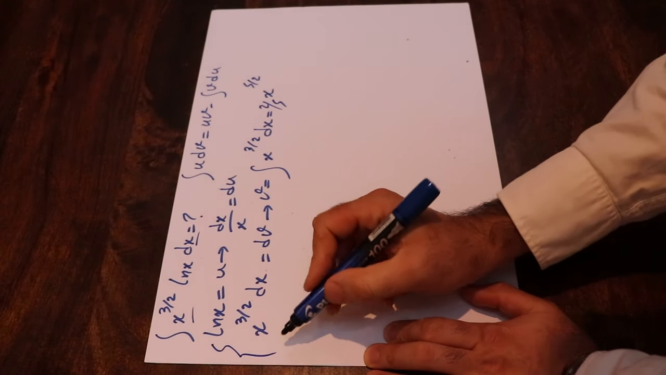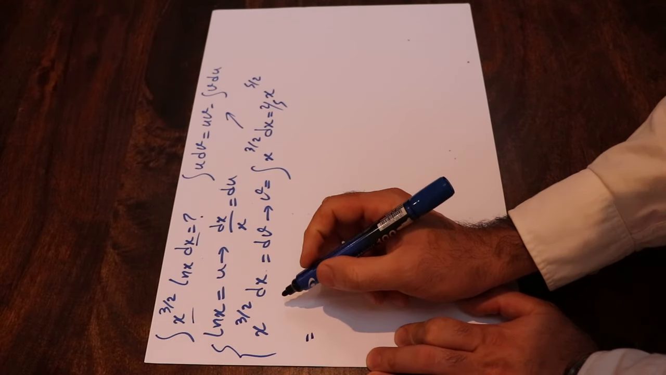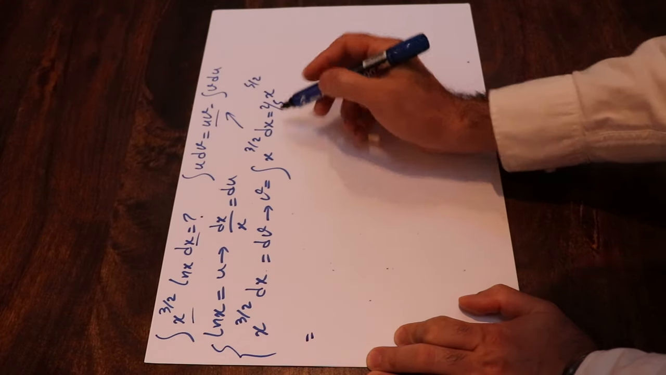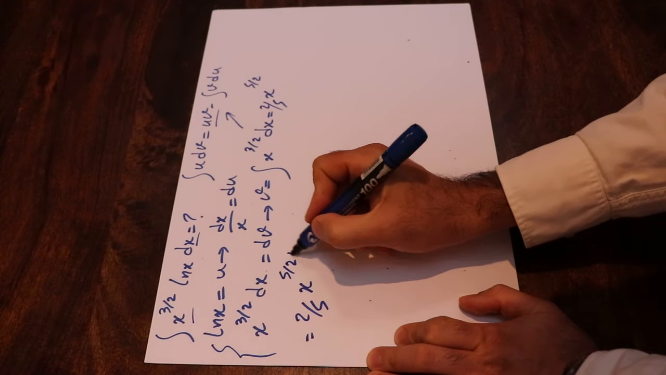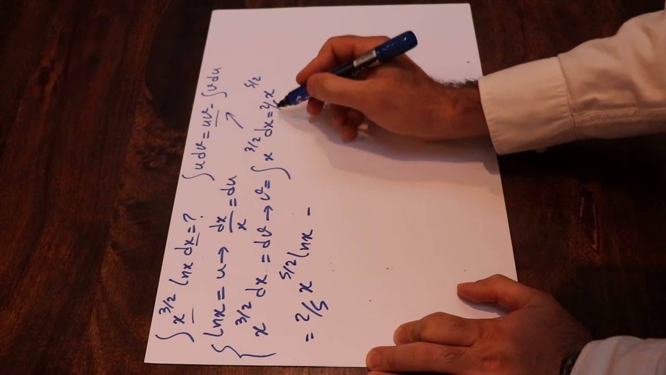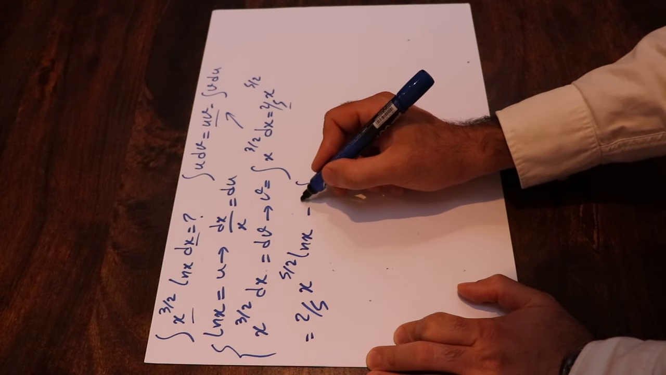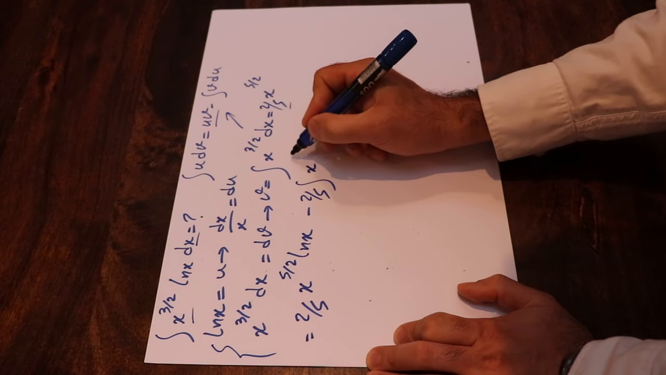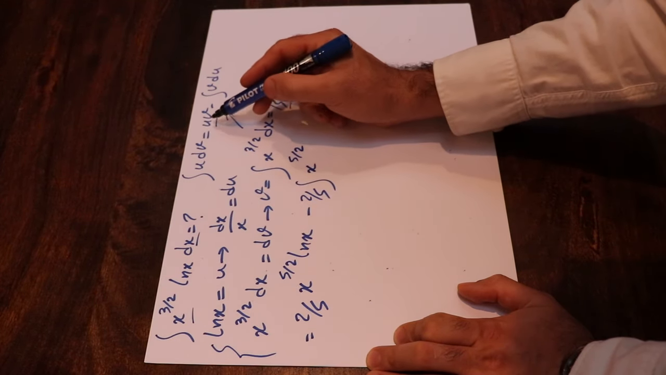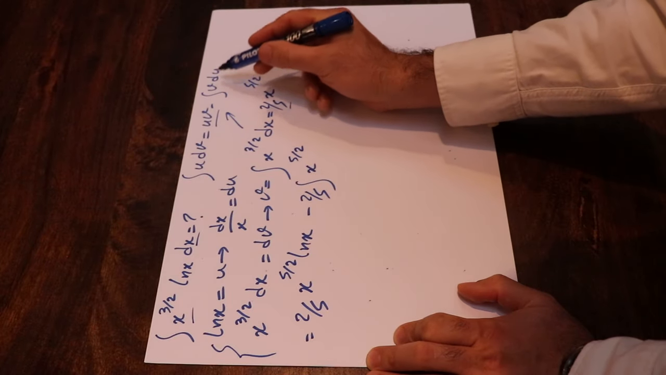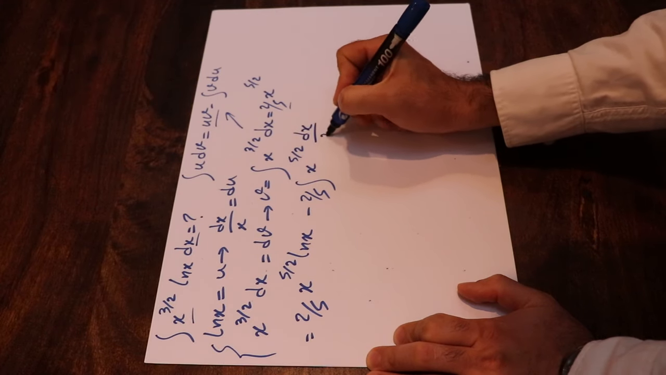Now if you substitute these expressions into the formula, you get uv, that is u times v, which will be 2/5 x^(5/2) times ln x, minus the integral of v du. The 2/5 is a constant, so I take it out of the integral, leaving x^(5/2) times du, and du is equal to dx over x.